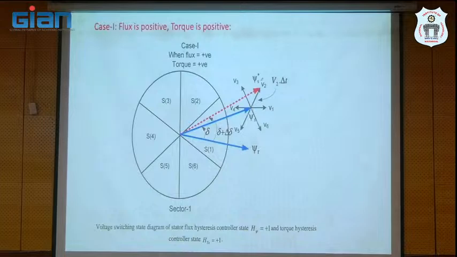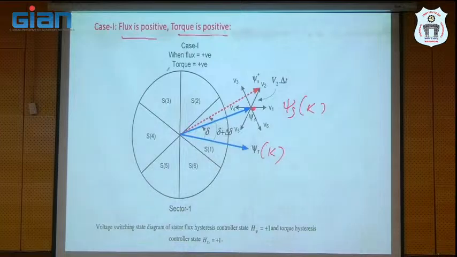This is about the selection of voltage vector based on, see here, the actual flux position. This is the stator flux position at kth instant. This is the rotor flux position at kth instant, right? What is the requirement from the control point of view? The requirement is torque state is positive 1, torque is positive, flux is also positive. Positive is nothing but you need to accelerate. The requirement is you have to accelerate the torque and flux, right?